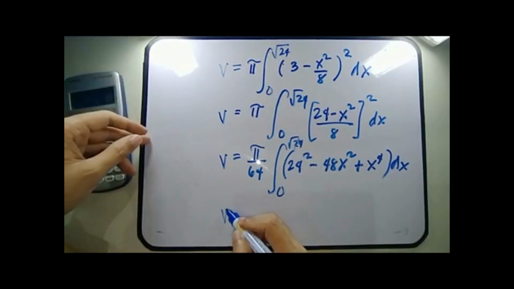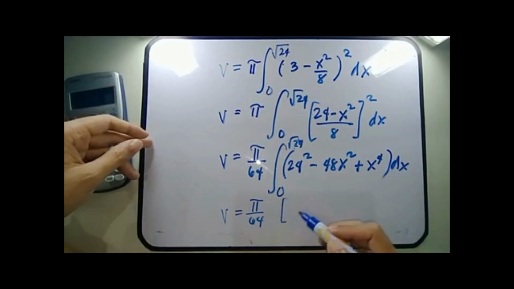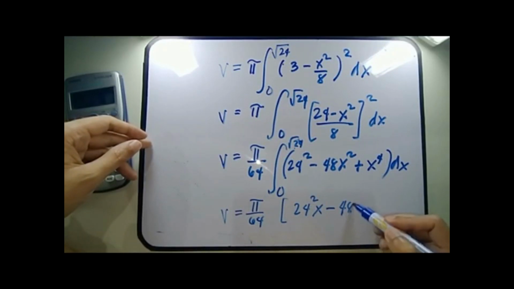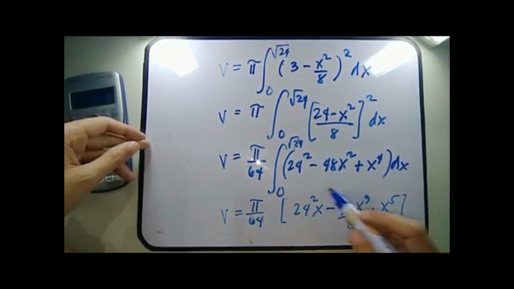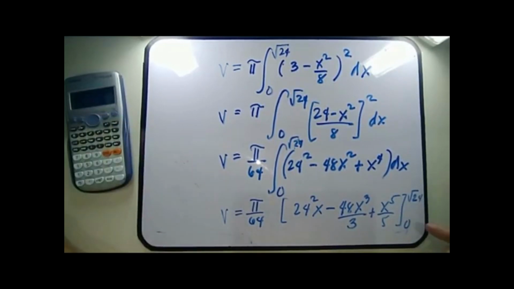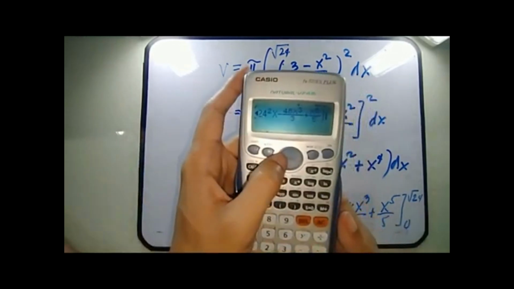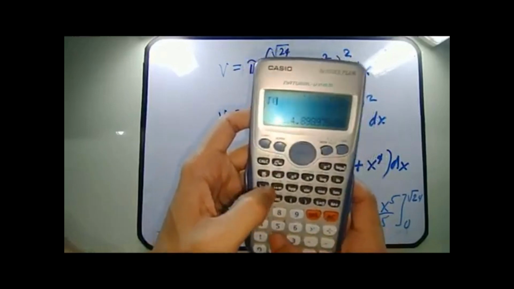So we have volume equals pi all over 64. So, this will be 24 squared x minus 48x cubed all over 3 plus x raised to 5 all over 5. Our limit is from 0 to the square root of 24. The lower limit is just 0, so we just substitute the upper limit. Guys, after inputting this in the calculator, you can use the calc function. So you have here the square root of 24.